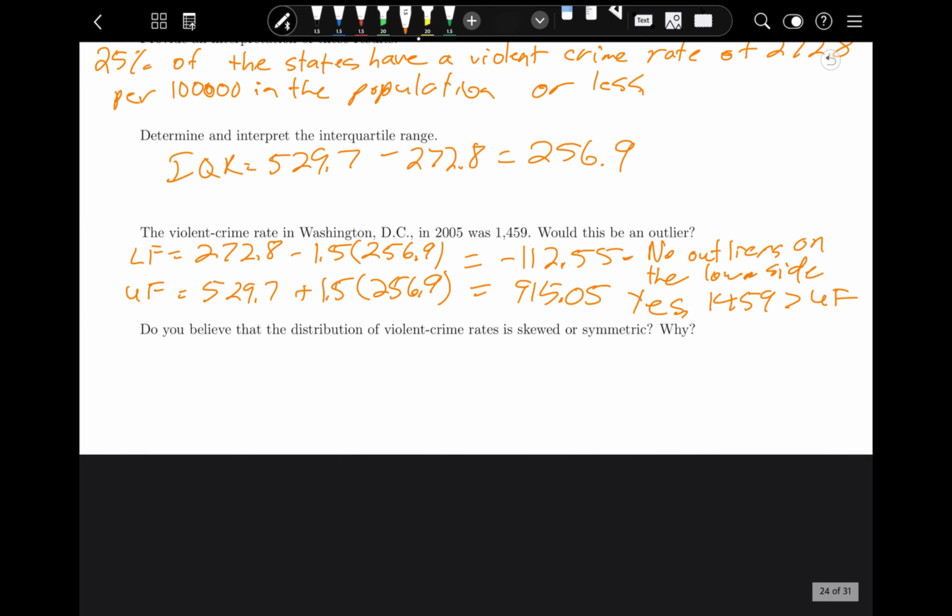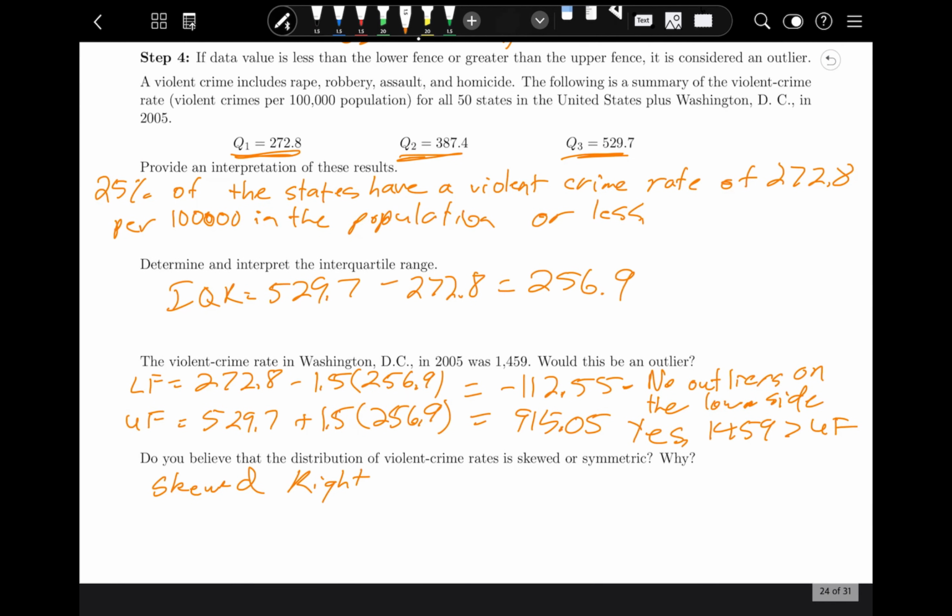It says, do you believe the distribution of violent crime rates is skewed or symmetric? The answer to that is skewed, and there's a couple different ways you can tell that. One, there's an upper outlier but not a lower outlier. So that suggests skewed to the upper side, which is to the right.